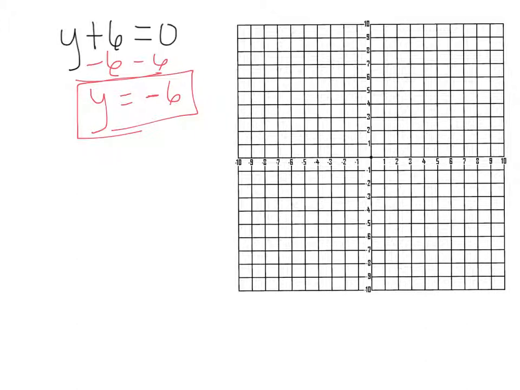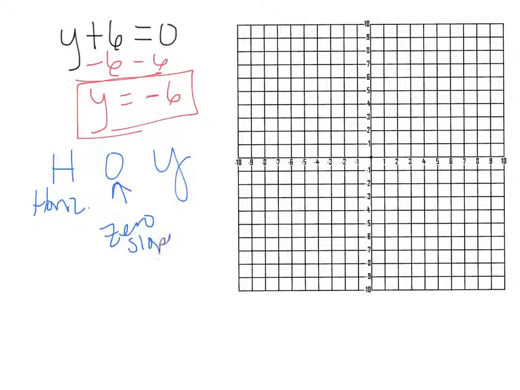This is where my mnemonic device, H-O-Y, comes in. H stands for horizontal. O stands for a 0 slope. And Y means y equals some number is the equation of my line.